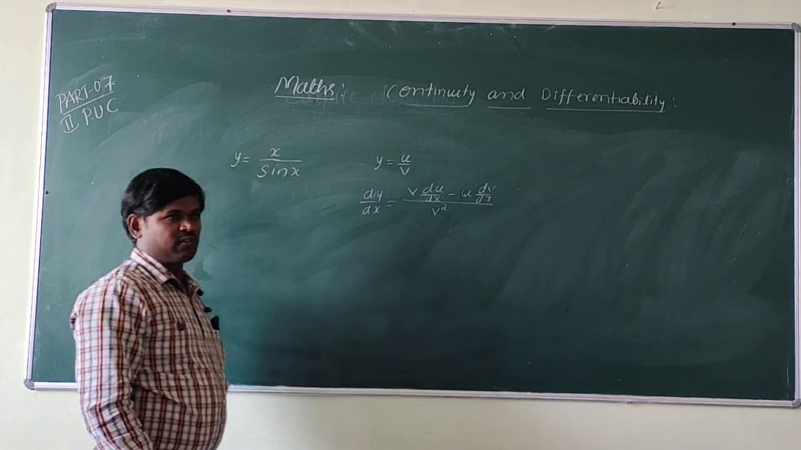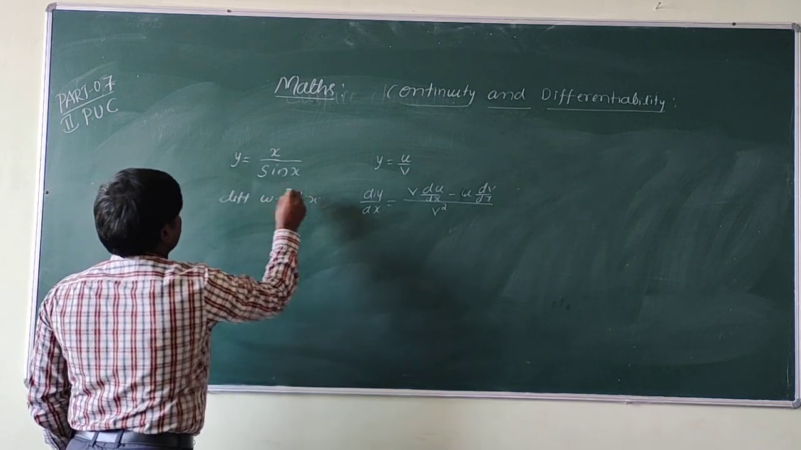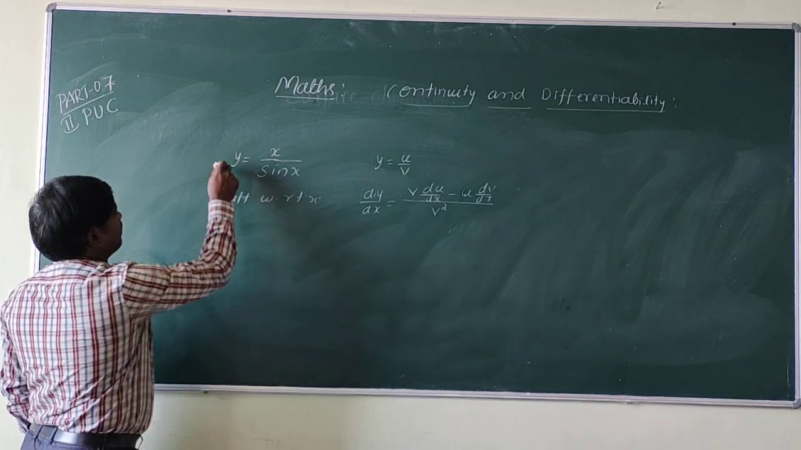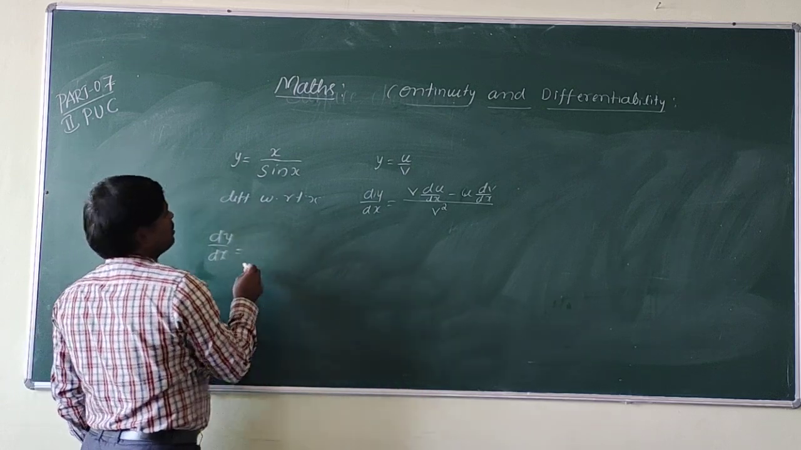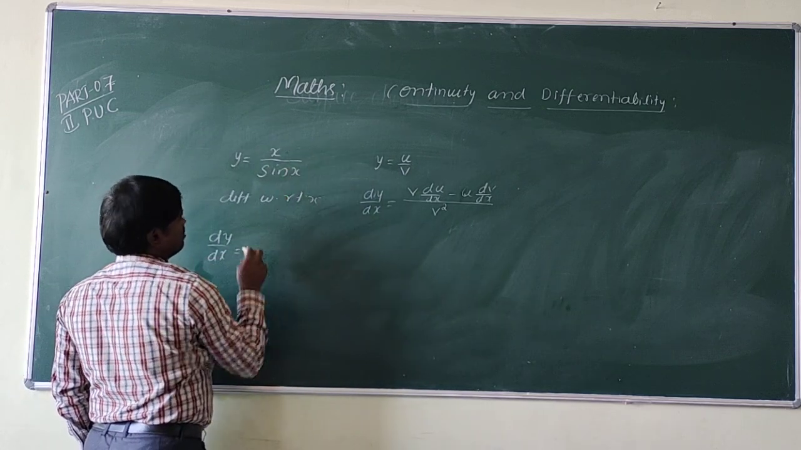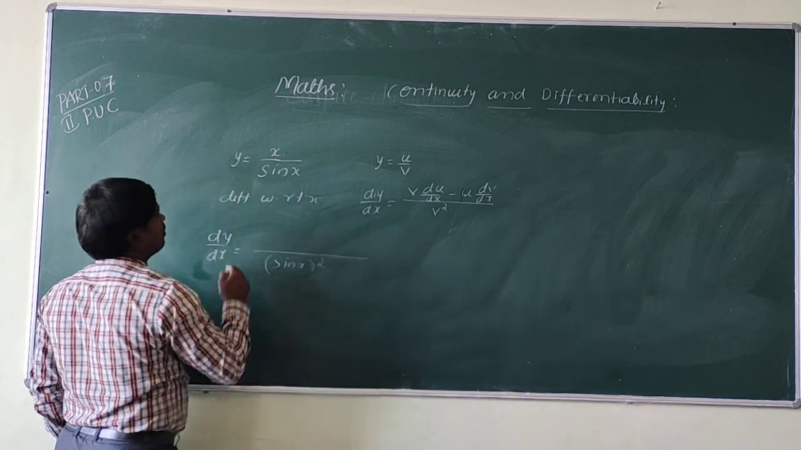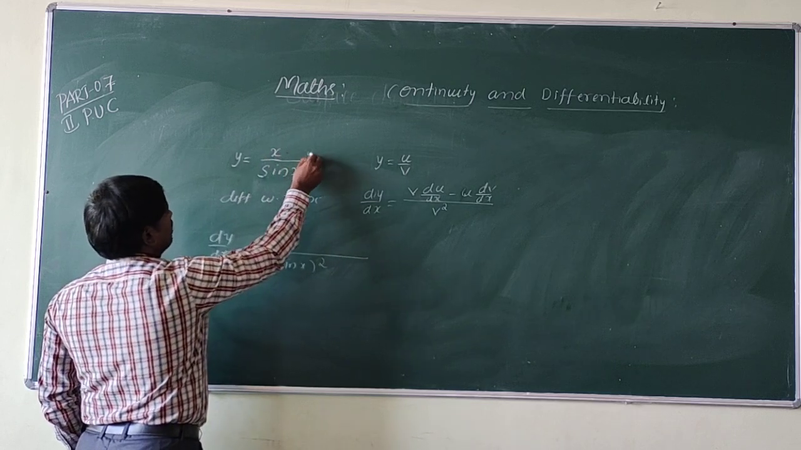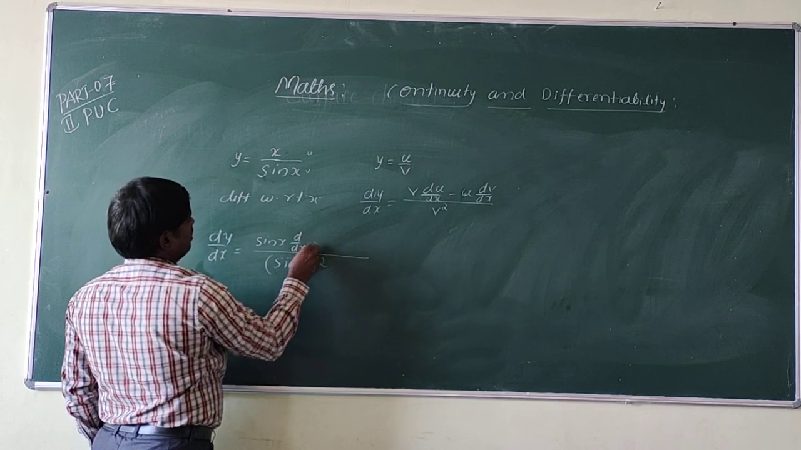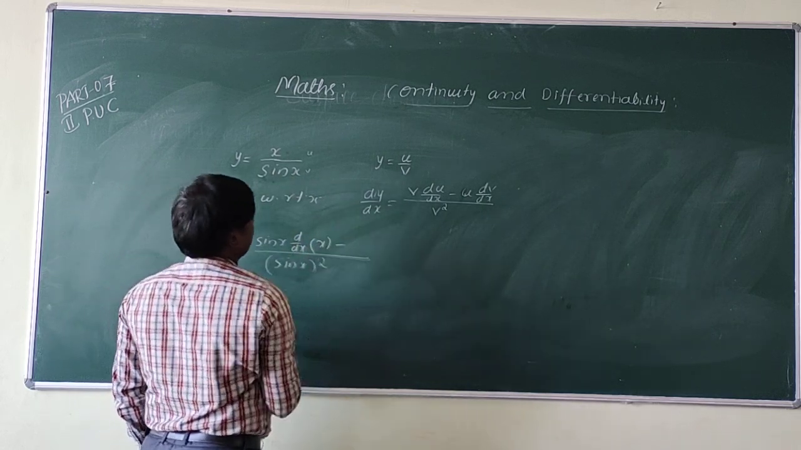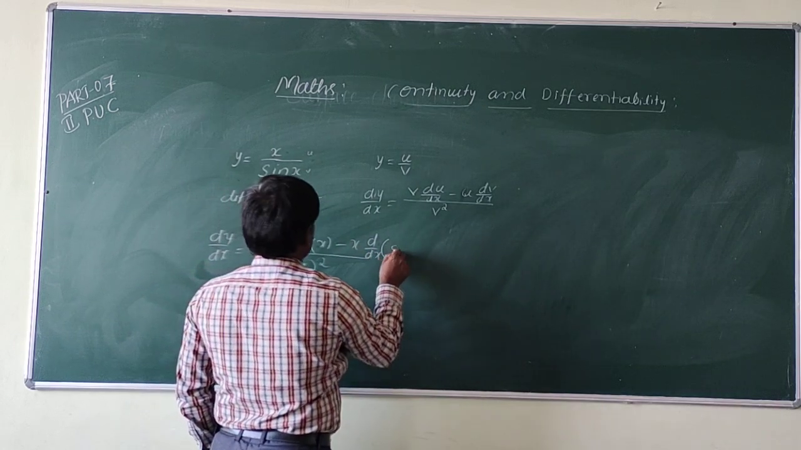By using this formula, we differentiate with respect to x on both sides. So dy by dx is equal to, where this is u and this is v, sin x whole square in the denominator. In the numerator, v, that is sin x, into d by dx of x, minus u, that is x, into d by dx of sin x.